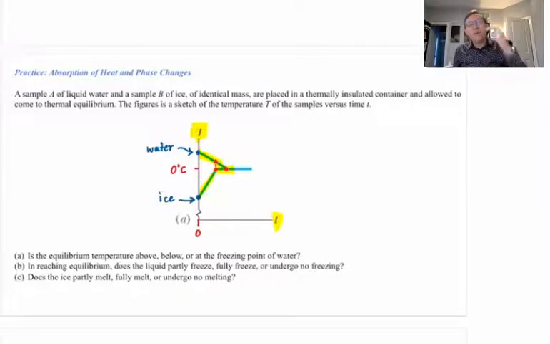Now I have ice and water at 0 degrees Celsius. Everything's at the same temperature. Guess what? We have thermal equilibrium. And therefore, after that, no more temperature changes because there's no more energy exchange as heat. The story is over now, folks.